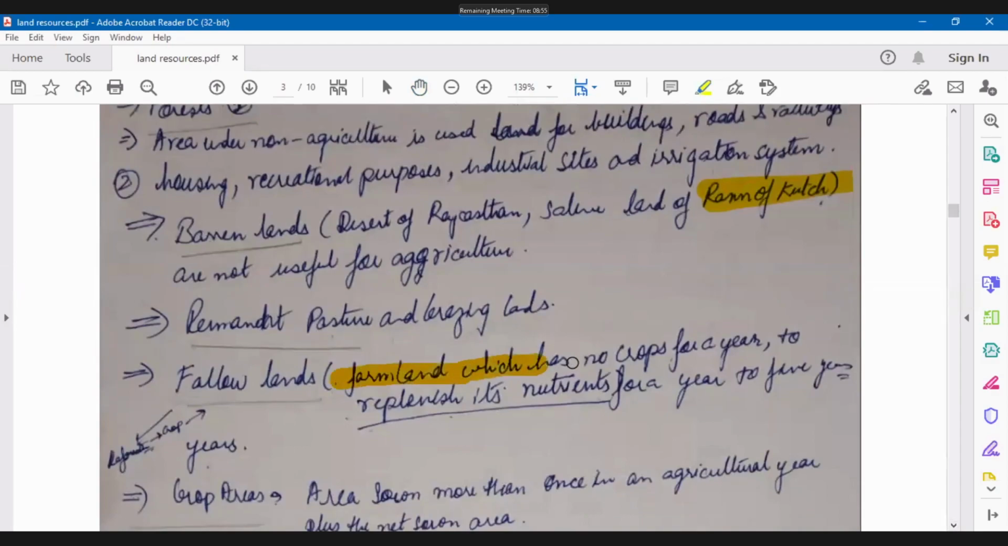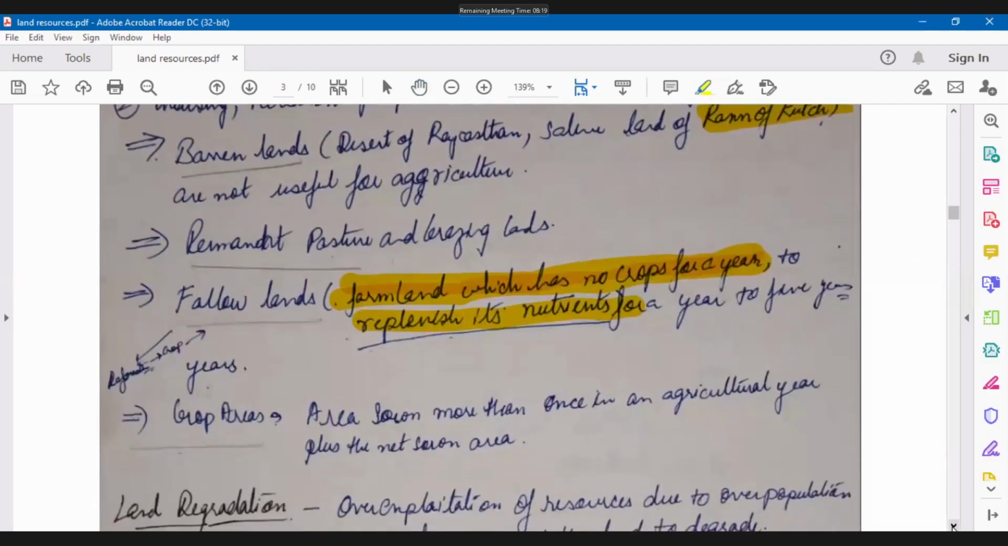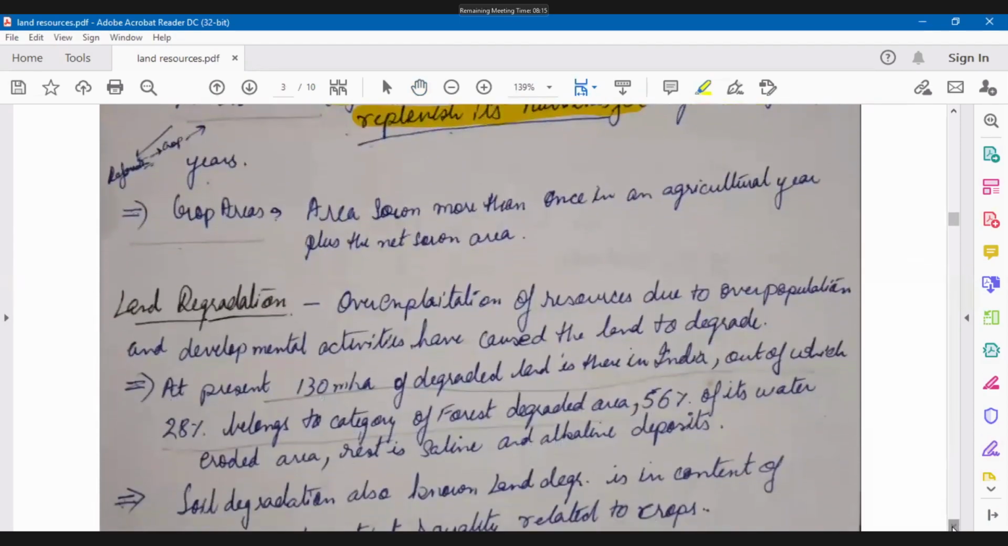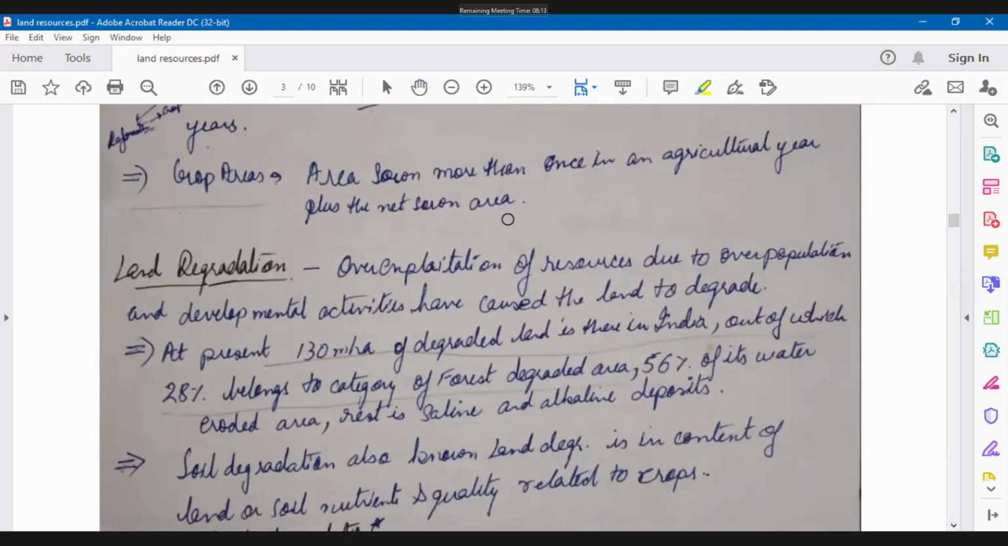Farmlands, like I've already told you in shifting cultivation, are farmlands which have no crops for a year. The consequence is that they do not have sufficient nutrients for a year to 5 years. This year to 5 years depends upon the soil, how much time it takes to rejuvenate its nutrients. But fallow land means that once you have harvested your crop, you have left that land just like that. No further crop is grown on that particular area. Crop areas cover all the agricultural land in our country.